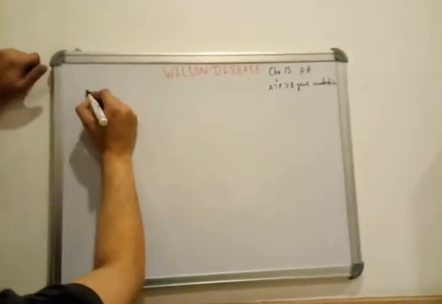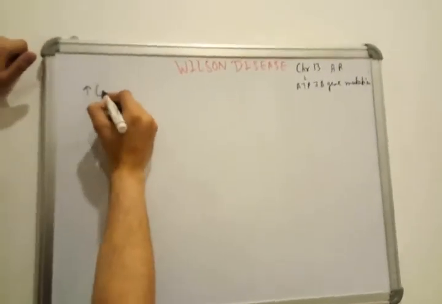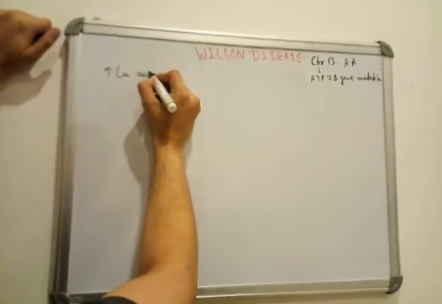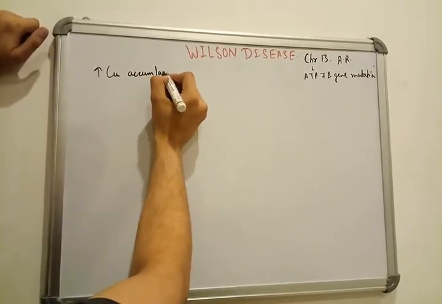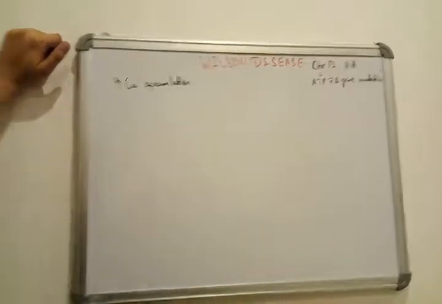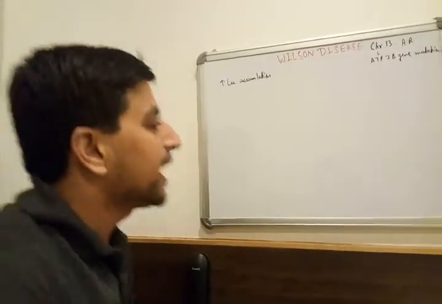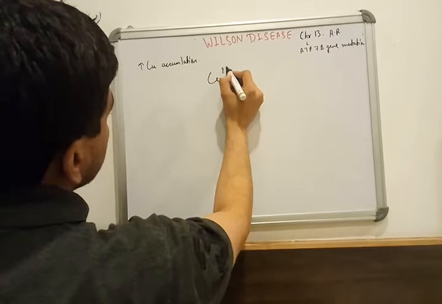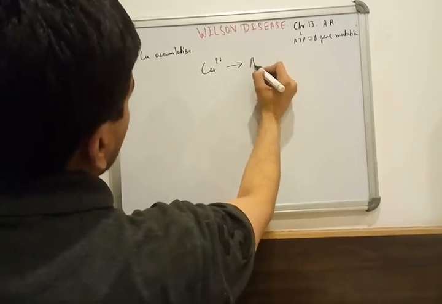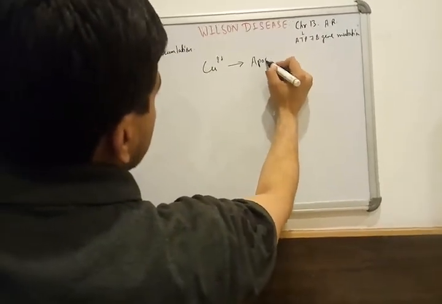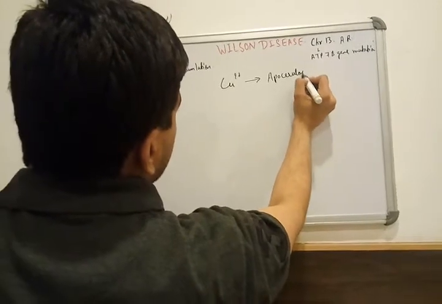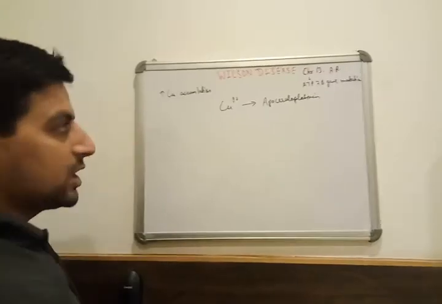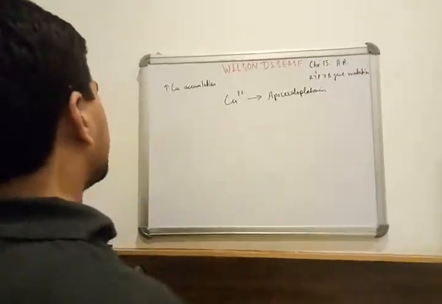There is accumulation of increased copper. I am going to write about copper accumulation due to a genetic disorder in Wilson disease. Why does this happen? Because copper 2 plus is converted into apoceruloplasmin. So what happens due to this ATP7B gene mutation?